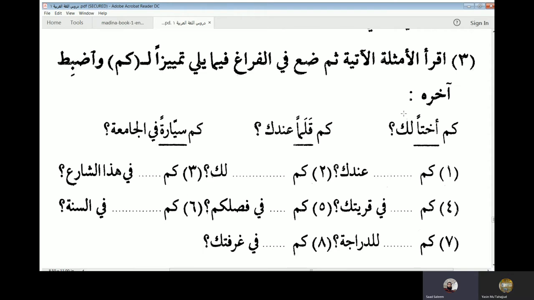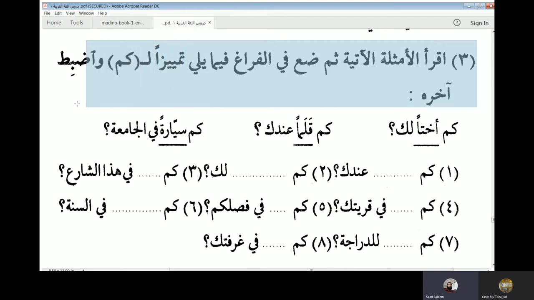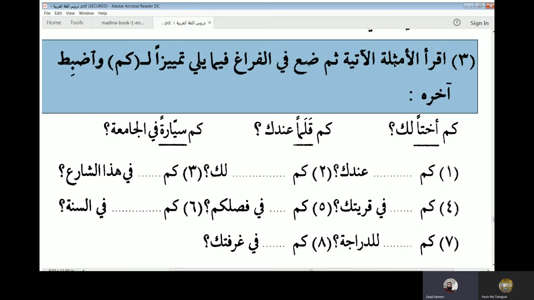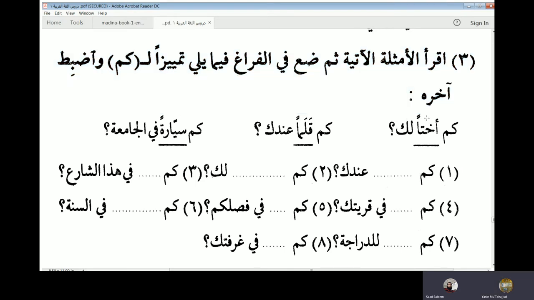Then we have the next question, question number 3. Iqra al-amthilat al-atiya, thumma da'a fil-faragh fima yali tamyiz lakum wadbit akhirahu. Read the following examples, then put in the blank in the following, the tamyiz of kum. You remember kum? You will put this kum in the following blanks, using the rules for kum, and also put the harakat at the end. For example, you know that whenever we have a masculine noun after kum, we use alif if it has tanween on it. So, kam uktan laka. Kam kalaman indaka. You learned all these rules in the grammar, so remember all these rules and fill these blanks. Okay. What will you put here?